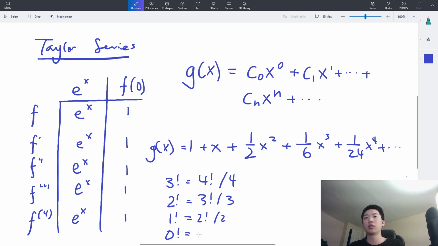Probably him, yeah. Okay, so the pattern here, if we continue, 1 factorial divided by 1. And what is that? It's 1. So 0 factorial equals 1.